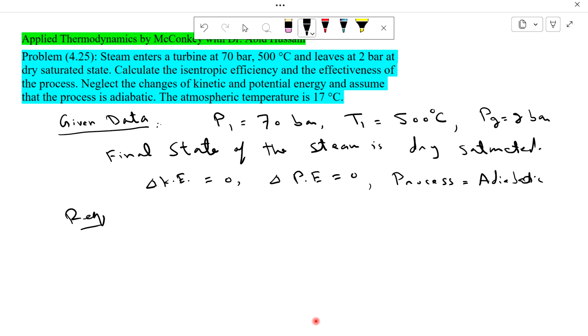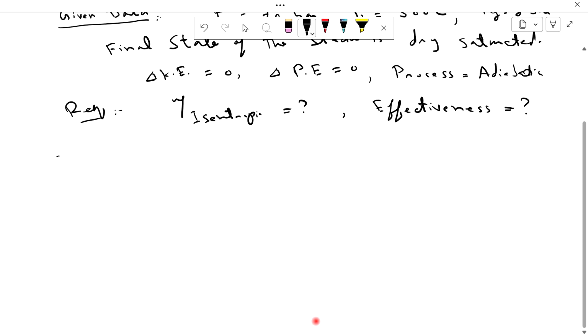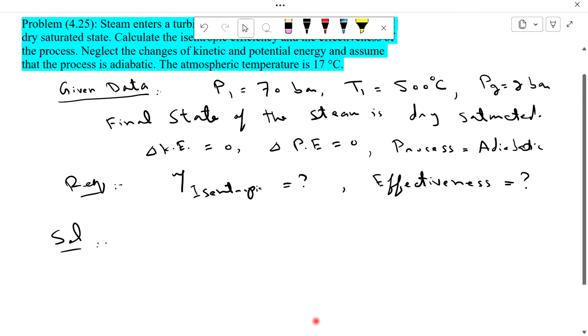Required things are, first, isentropic efficiency, and second, effectiveness of the system. We have to find isentropic efficiency and effectiveness. So in the solution, first we draw the TS diagram for the system. First we check state 1. At state 1, pressure is 70 bar and temperature is 500 degrees centigrade. So first we check whether the steam at this state is superheated or saturated.